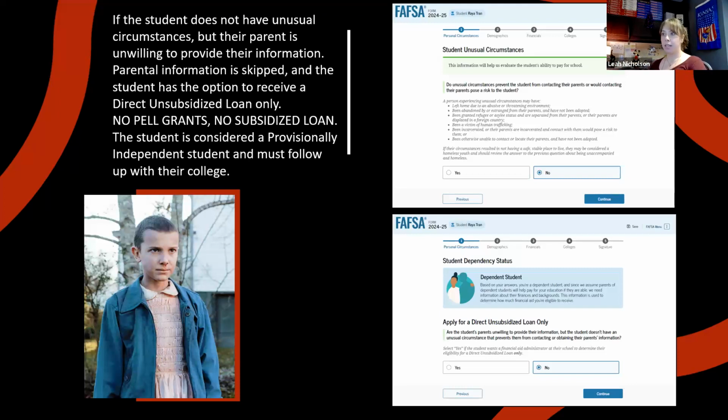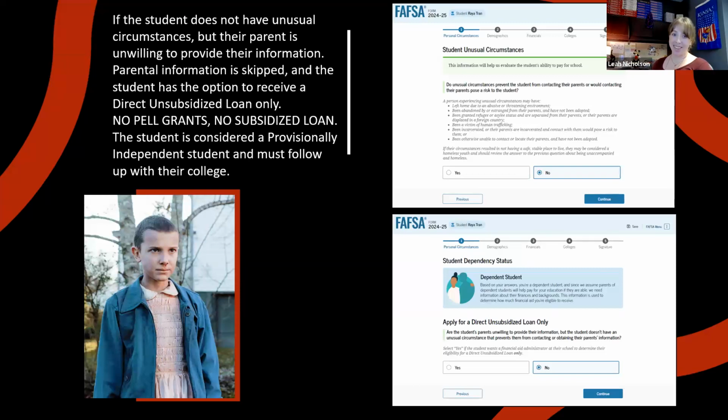If the student says that the parents are unwilling to provide that information, then the student can continue to fill out their form, but they're only going to be able to be considered for an unsubsidized loan. And that's not new. That's always been the case. The only difference here is that now that question is actually on this form, and it actually explains to them that if this is the way that they answer, they will only be considered for an unsubsidized loan.